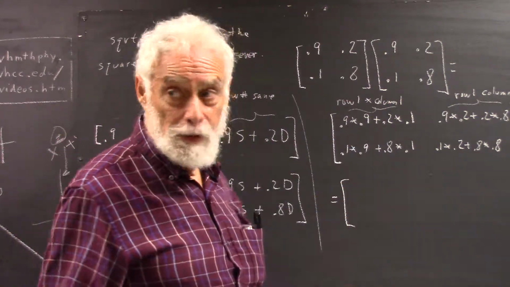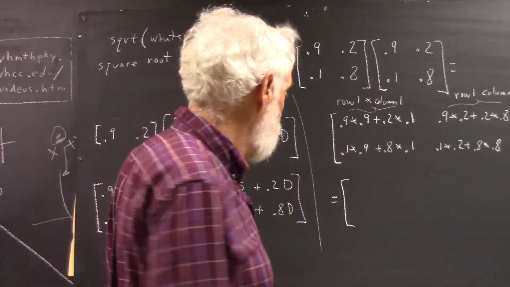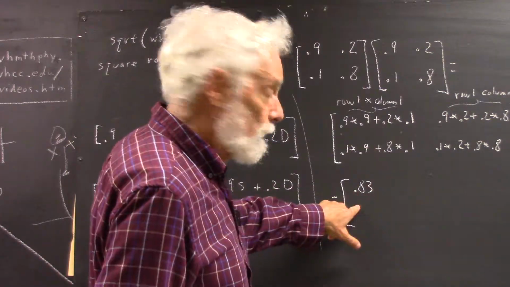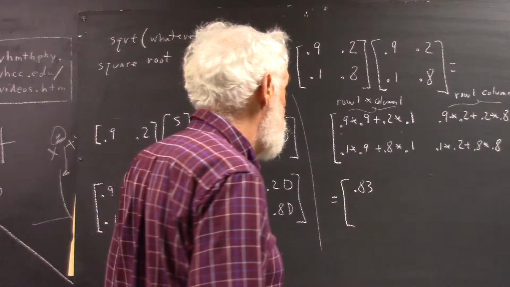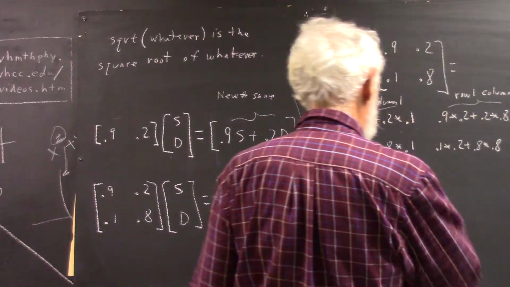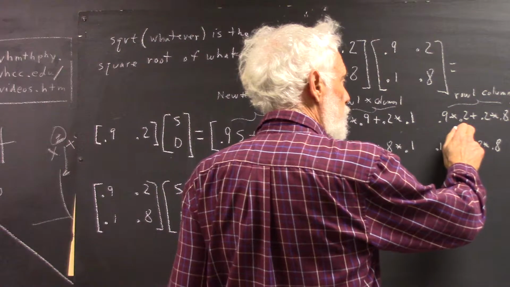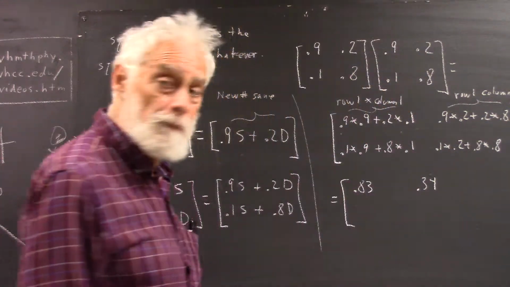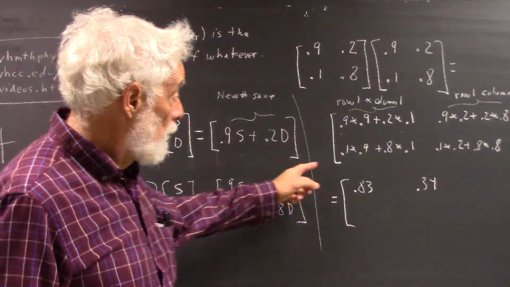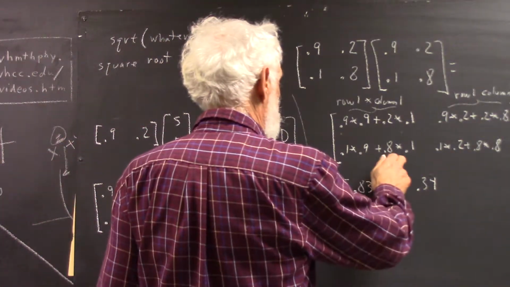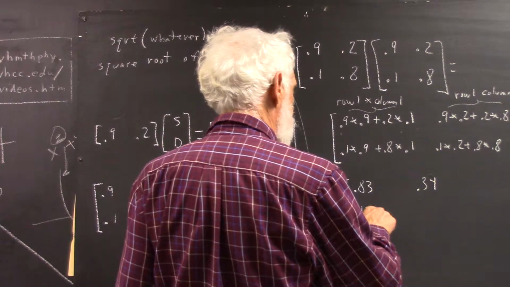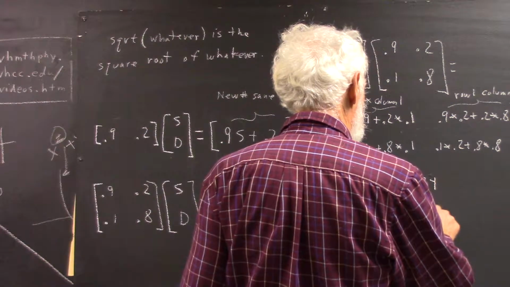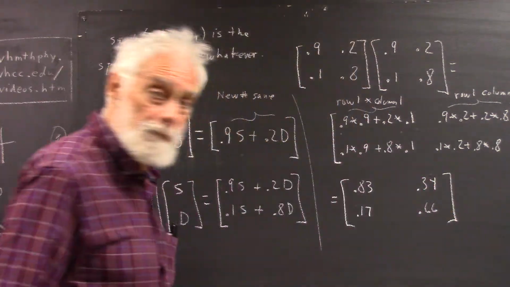Okay, well 9 times 9 is 81, 2 times 1 is 2. When I add these up, that's going to be 0.83. When I add these up, it's going to be 0.18 and 0.16, which is 0.34. When I add these up, I get 0.09 and 0.08, which is 0.17. And I get 0.02 and 0.64, which is 0.66. Okay?